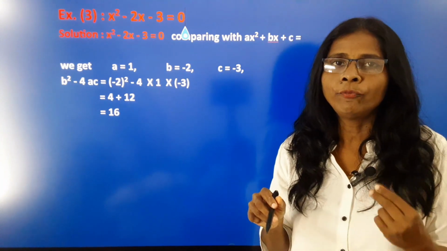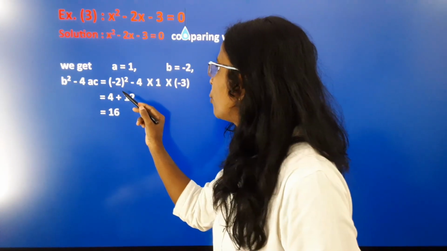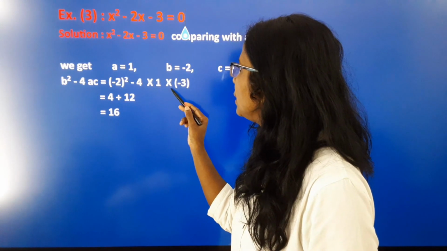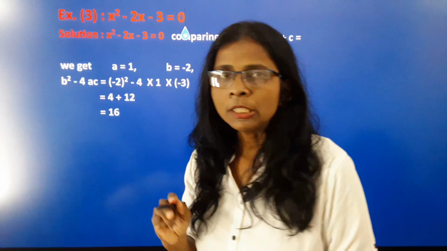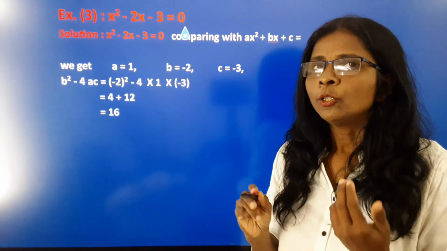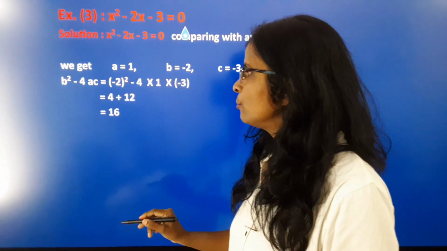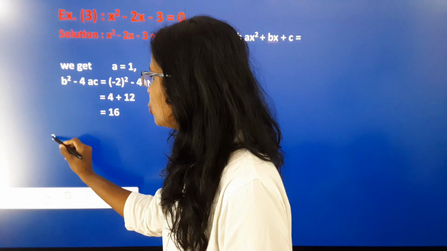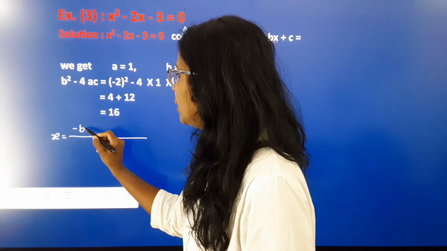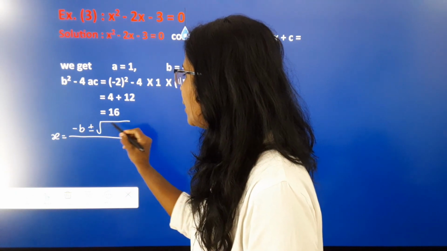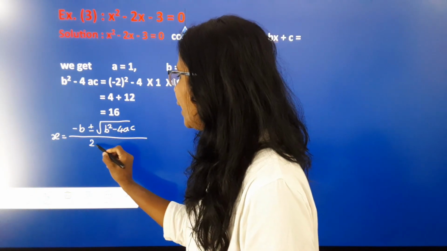Finding out the value of b square minus 4ac. So b square minus 4ac is equal to square of minus 2 minus 4 multiplied by 1 multiplied by minus 3, which is equal to 4 plus 12, which is equal to 16. Now the third step is to write down the formula in the variable x, because our quadratic equation is in x. So I write here x is equal to minus b plus or minus square root of b square minus 4ac upon 2a.